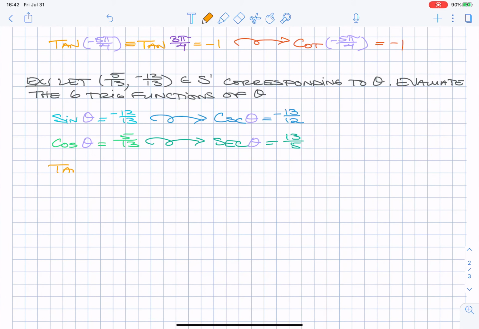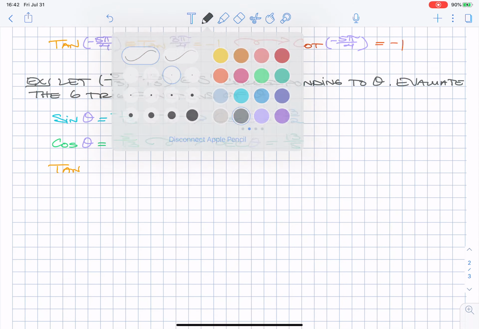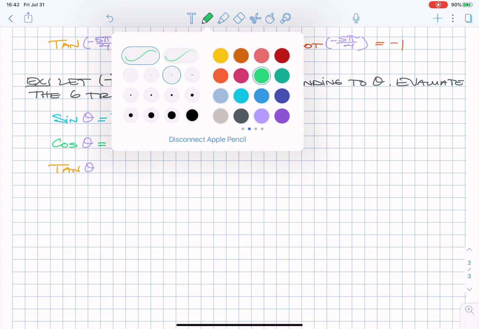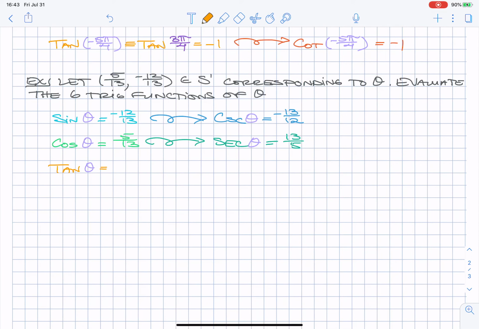Tangent of the angle theta. I can just take the quotient of the two guys above him. So I notice that the 13's reduced and I get negative 12. Let me go back to orange. So this is going to be negative 12 over 5.